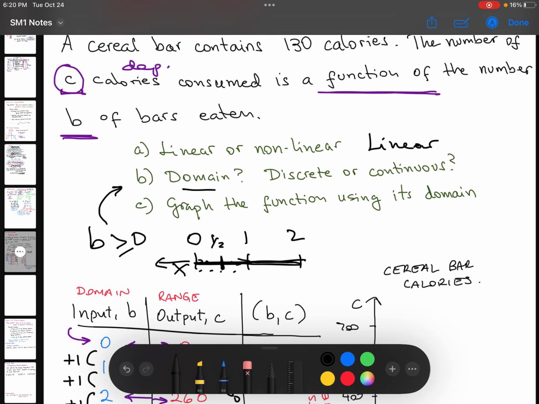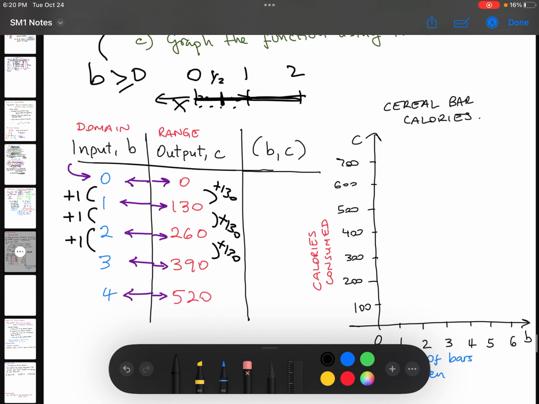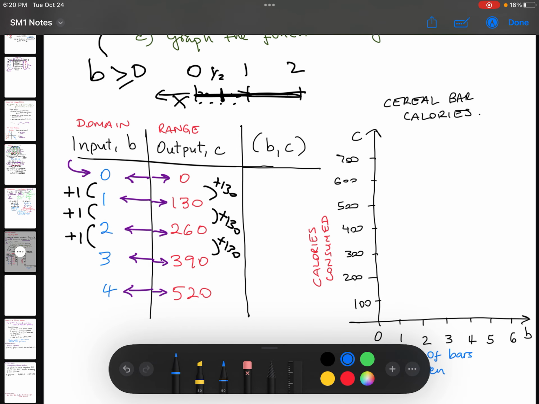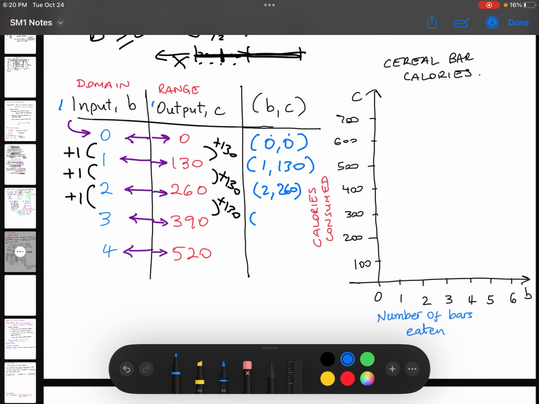Now we're going to graph the function using its domain. Let's keep in mind that we have our table of inputs and outputs here. When you put them together, remember, you get this: 0, 0 representing x and y, remember? 1, 130, 2, 260, and so on. Once you have all those, which actually goes from 0 to 4, but you could keep going, right? So as you can see, there are 5 coordinate pairs that can be represented in the graph we have on your right.